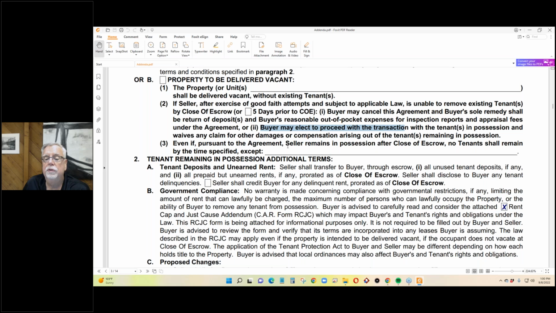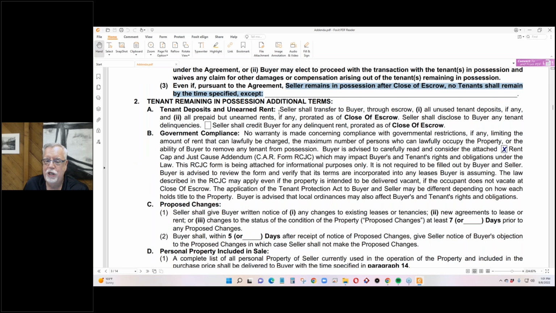Even if pursuant to the agreement, seller remains in possession, no tenants shall remain. So this is like, especially if you have a fourplex or a duplex, you're giving the seller 2 weeks to get their money and make their move, but there's still another rental. Those are kind of treated differently. Tenant remaining in possession, additional terms.